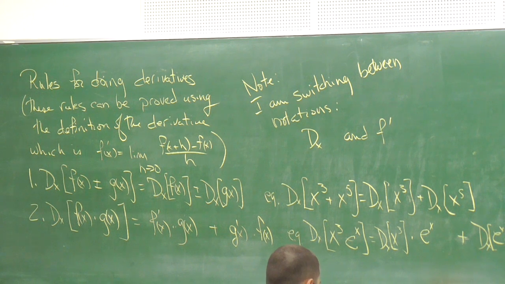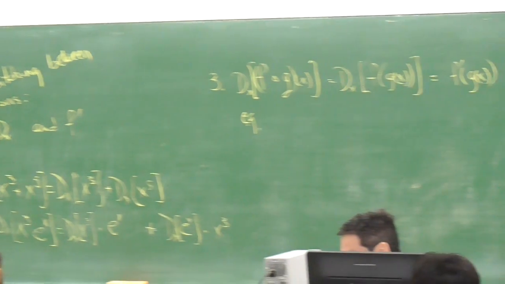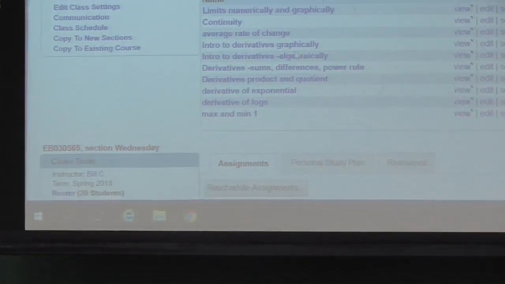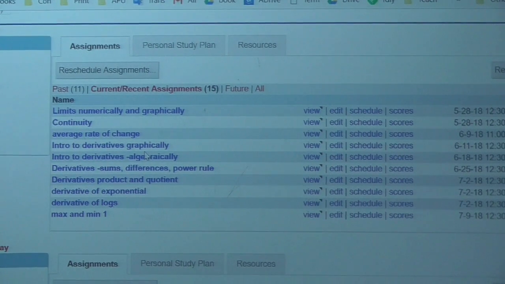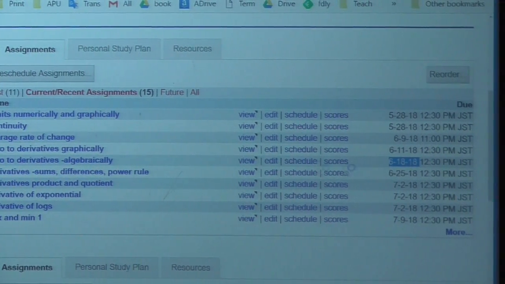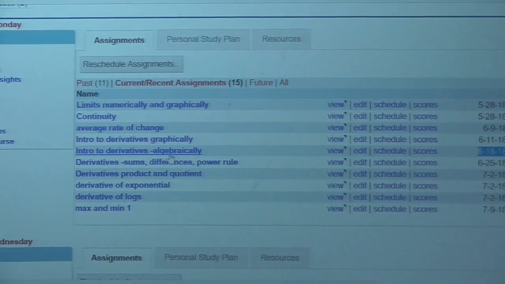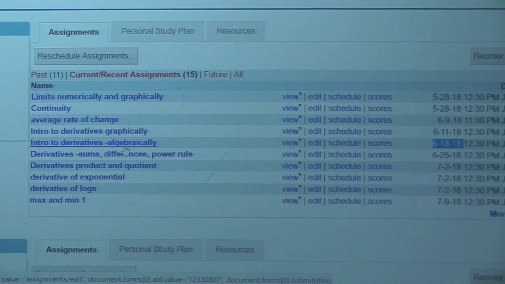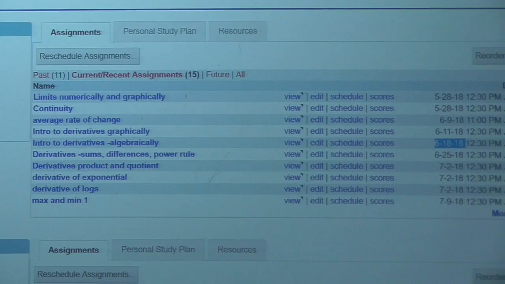Even though the 18th is after the test. Okay? So please note that. So there's this homework here. This one is due on the 18th, but it will be included in the test. Okay, everyone follow that?